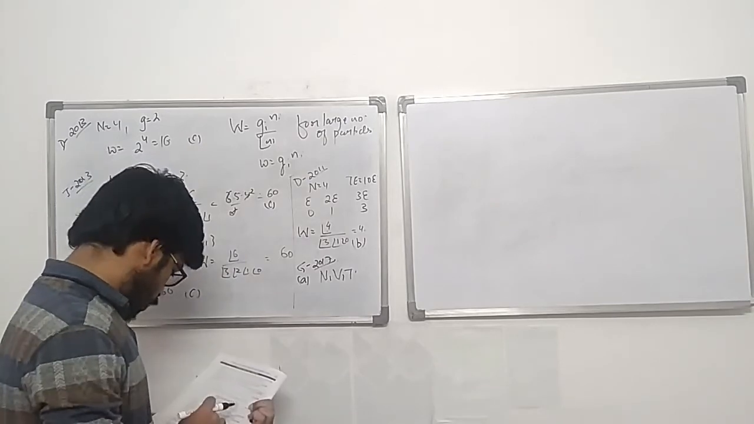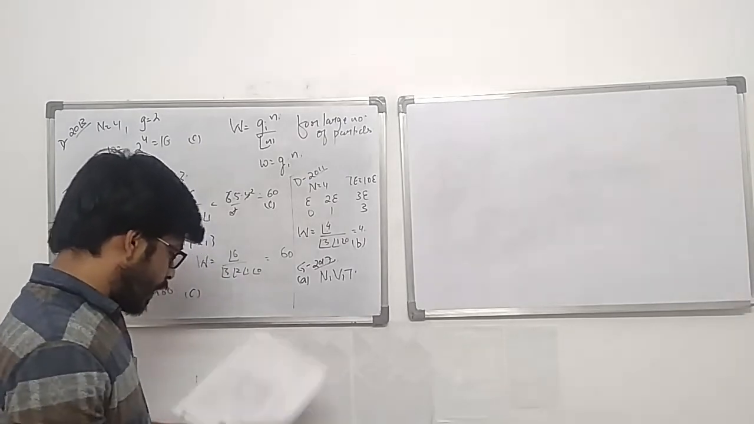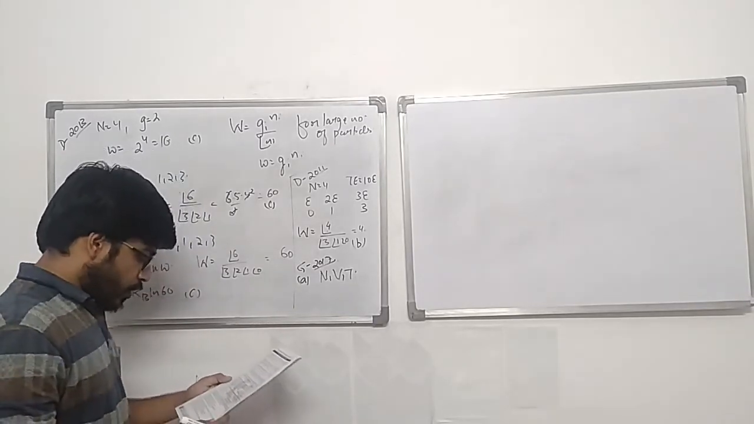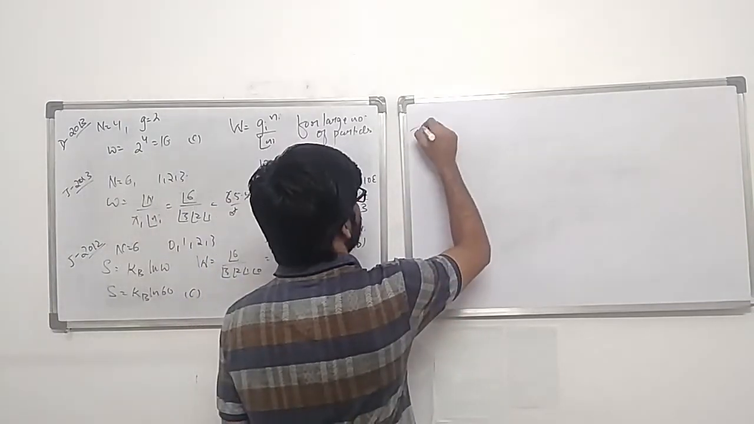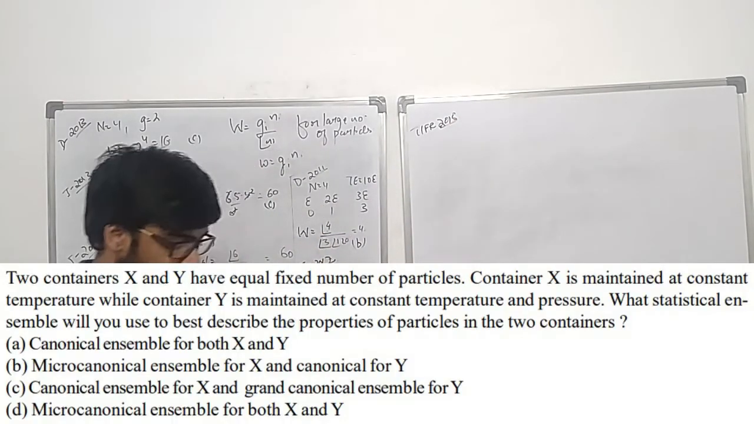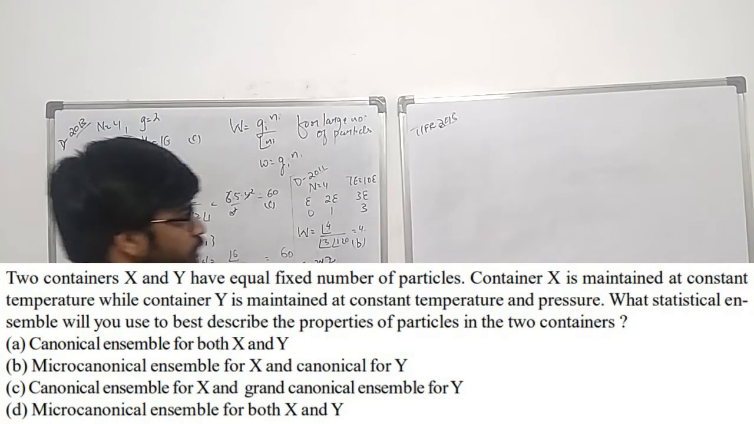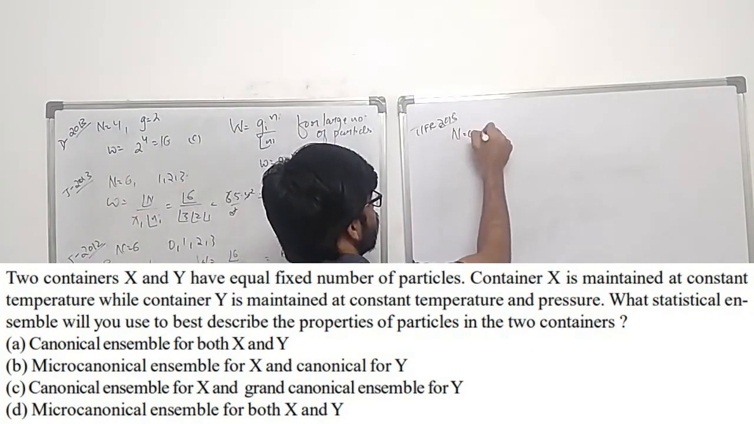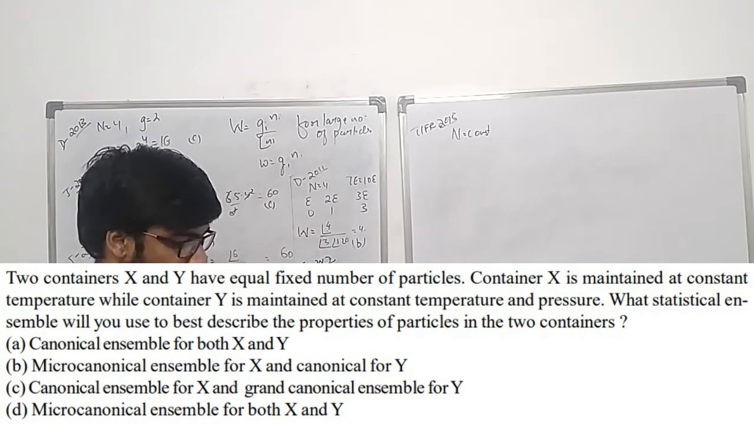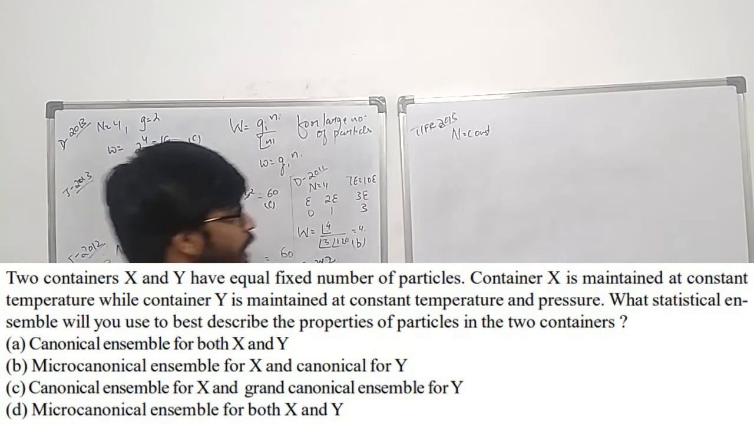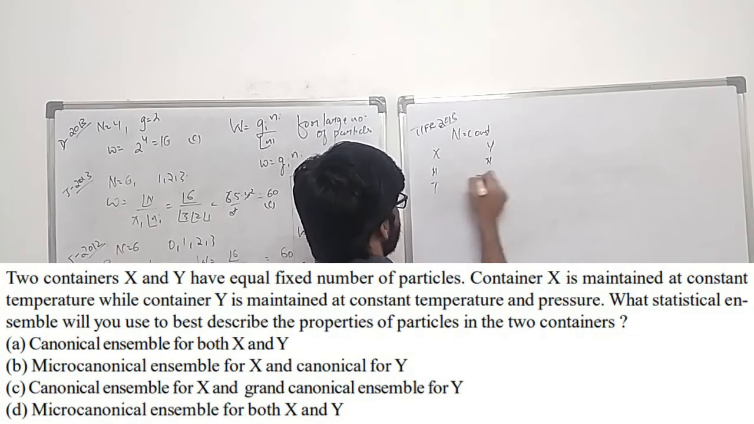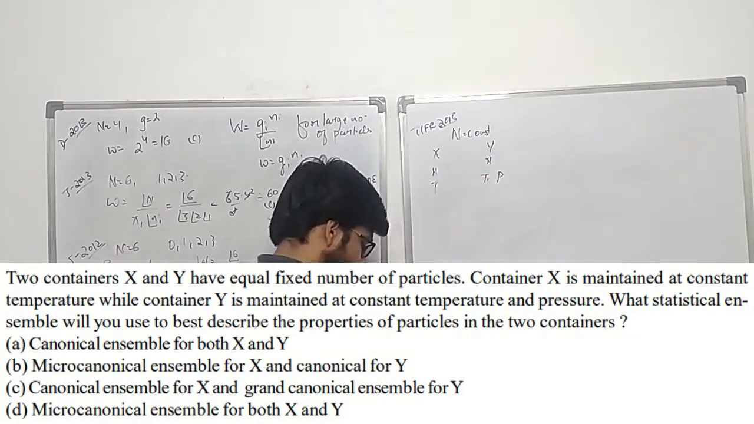I don't think any more question from GATE, but there are questions from TIFR. So the first question we have is from TIFR 2015, and the question says, 2 containers X and Y have equal fixed number of particles. So that means N is constant. Container X is maintained at constant temperature and container Y is maintained at constant temperature and pressure. So for X and Y, N is constant, T is also constant, and for Y pressure is also constant.